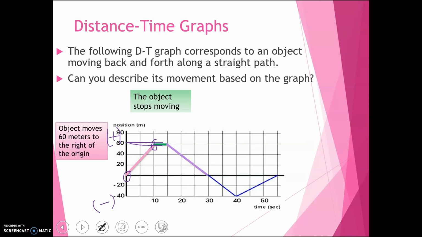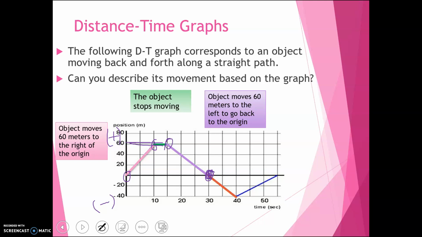Our next segment, I'm going to break this up to just look at this purple part of the segment. So as you can see, the object travels from the 60 meter mark back down to the origin. So it's having to go backwards. So that means that the object moves 60 meters to the left to go back to the origin. All right, at this point, at the 30-second mark, the object is at the origin.